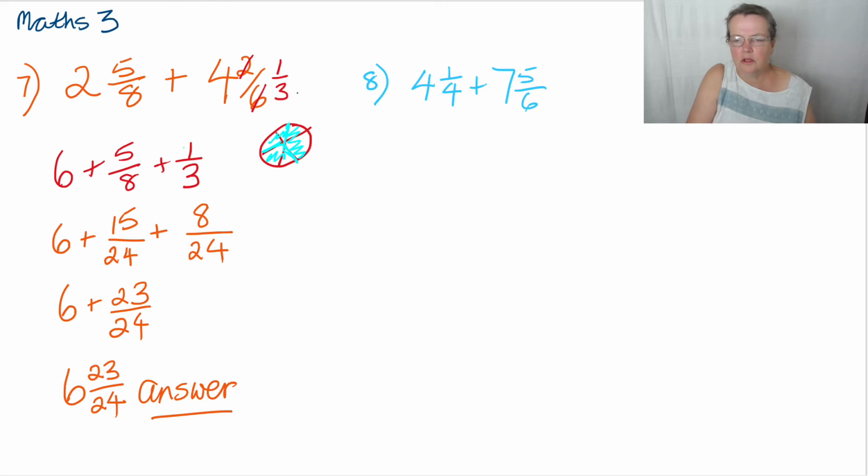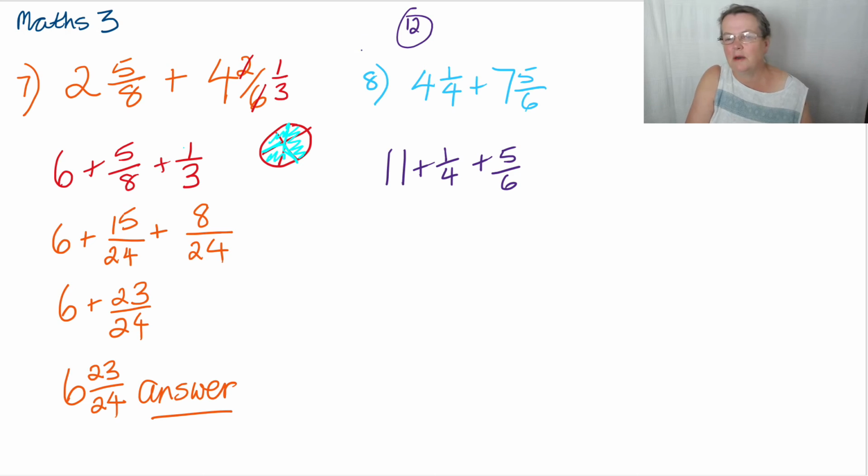Let's get on to these. 4 1/4 plus 7 5/6. Let's just add up our whole numbers first, shall we? 7 and 4 is 11. Plus 1/4 plus our 5/6. Should we do it quickly in our head? 11 plus a little bit plus a big bit. The answer is going to be about 12, isn't it? It's not going to be a million miles from that.